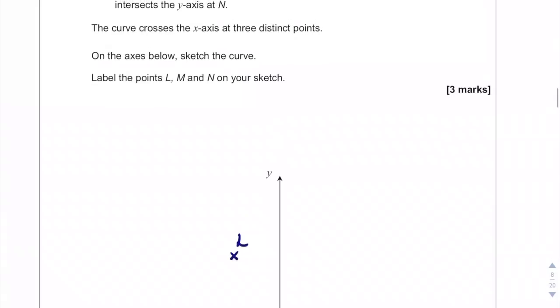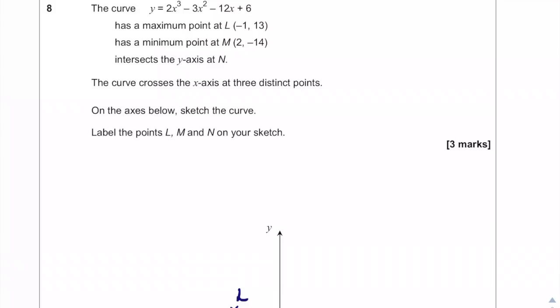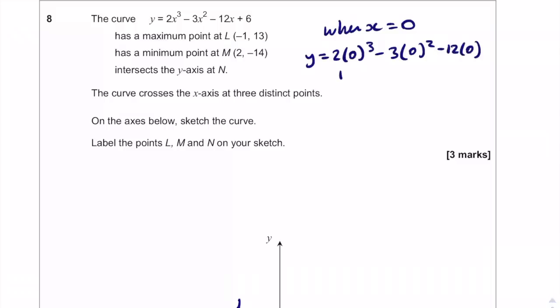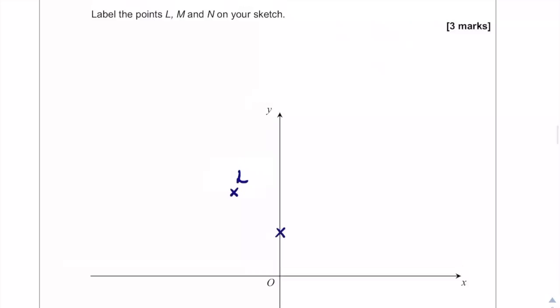And then we're also told that it intersects the y-axis at N. Well, it intersects the y-axis when x is 0. So we write when x equals 0, and substitute that into our equation. We're just going to get y equals 6. So it crosses the curve at about this point here. I'm going to call that N.